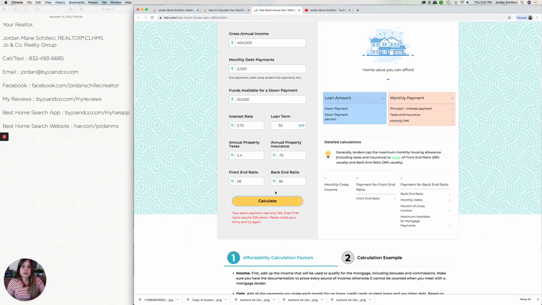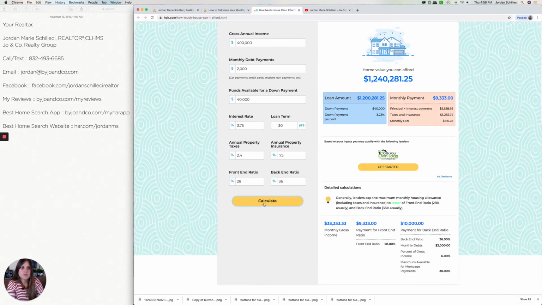So this will tell you monthly funds available. Let's say 40,000. So you could afford a $1.2 million house. So let's do something a little more conservative.